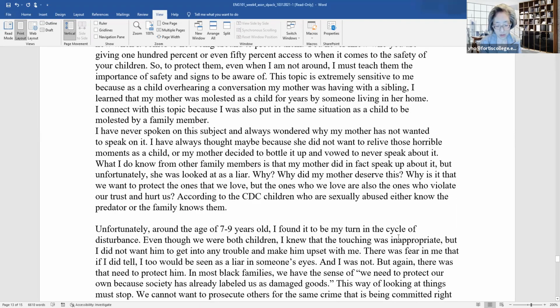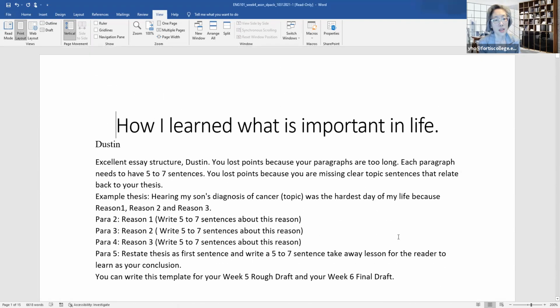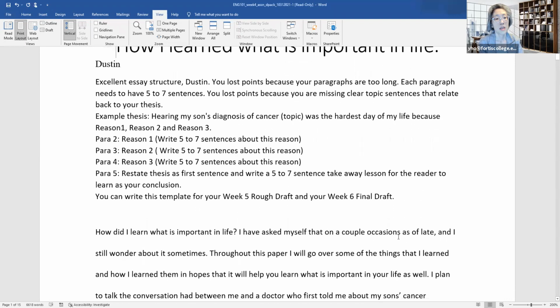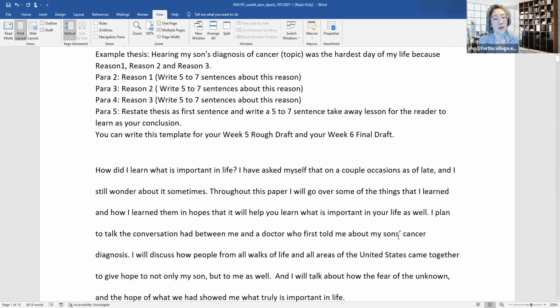Here is the share my screen, and I'm going to go into this one. Hold on, let me go to home. All right, for Dustin, his thesis should be hearing my son's diagnosis of cancer. When you write a thesis statement, you have to have 3 parts: topic plus opinion plus reason. Topic would be hearing my son's diagnosis of cancer was the hardest day of my life, because reason 1, reason 2, reason 3.